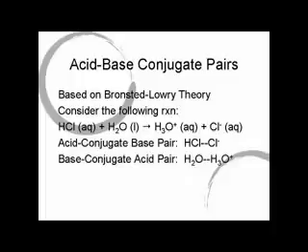The definition that has the most meaning for us is the Bronsted-Lowry acid-base theory. And part of the Bronsted-Lowry acid-base theory are what are called acid-base conjugate pairs. And so if we look at the following reaction, here we have HCl plus H2O forms H3O plus and Cl minus. The acid conjugate base pair is HCl and Cl minus. The base conjugate acid pair is the H2O and H3O plus.